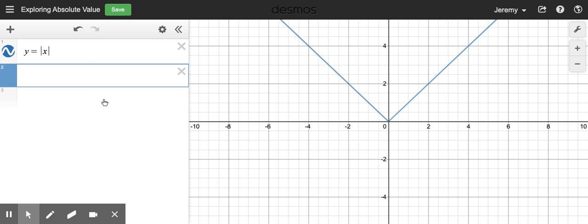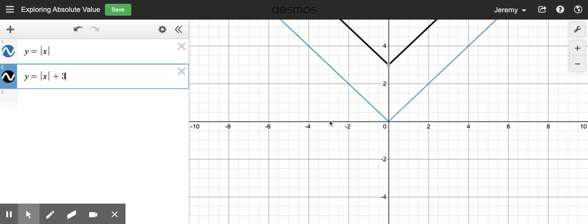In part two of exploring absolute value, I just want to begin with this very simple absolute value graph that we introduced last time and remind you that there's this vertex where this V-shaped graph comes to a point. And we want to explore a little bit about what happens when we take this equation, absolute value of x, and let's say I add 3 to it.